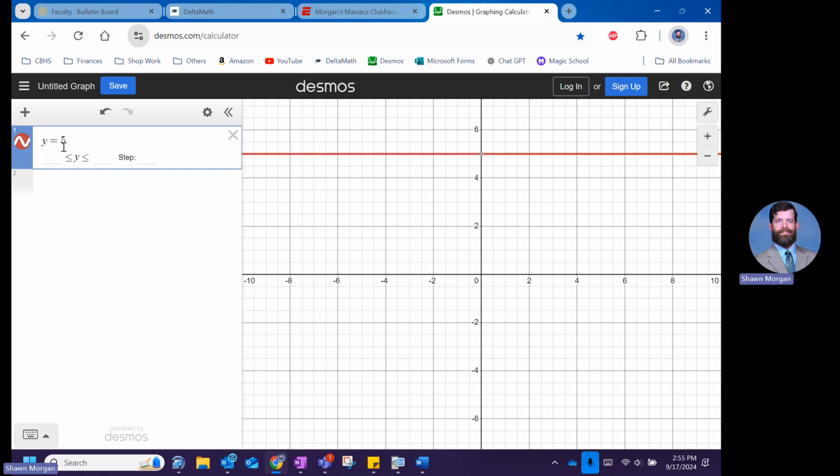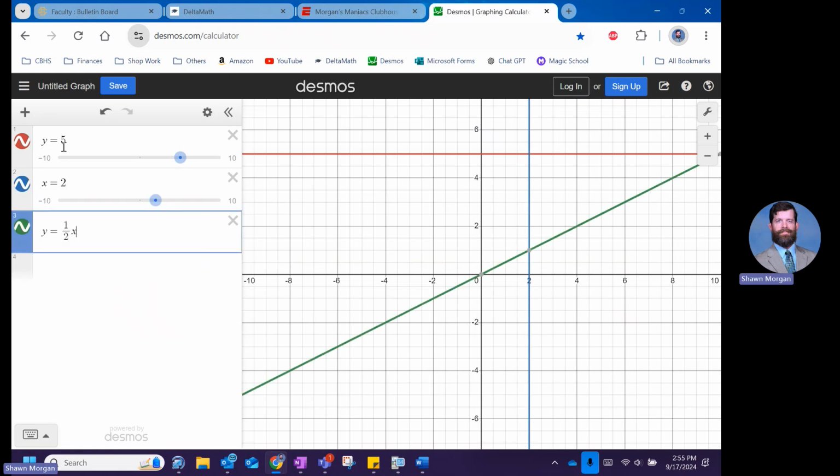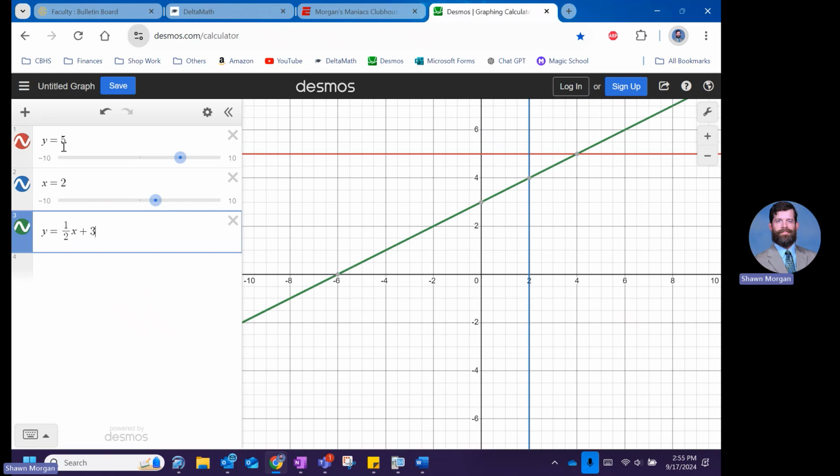Horizontal. All right. What about x equals 2? Vertical. And then what about y equals 1/2 x plus 3? That's diagonal. So the garden variety lines are either y equals a constant, x equals a constant, or y equals mx plus b.